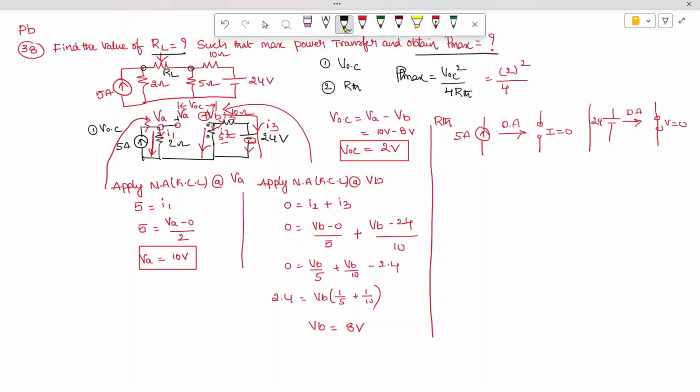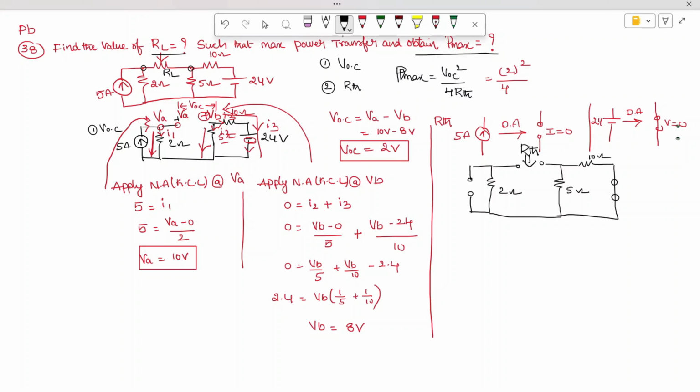So now this source is open circuited, and we are having a 2 ohm resistor, and this is the load resistor, and this is 5 ohm, and this is 10 ohm, and this source is short circuited. Okay, why? Because this is a voltage source, this is short circuited, this is open. And now we are looking from these two terminals and we are finding the value of RThevenin.